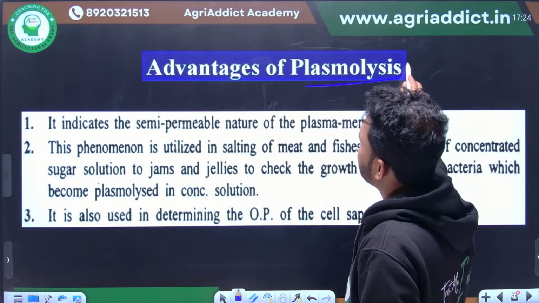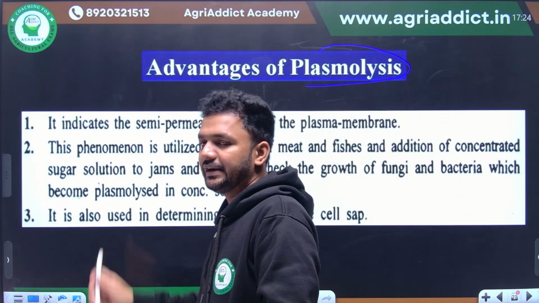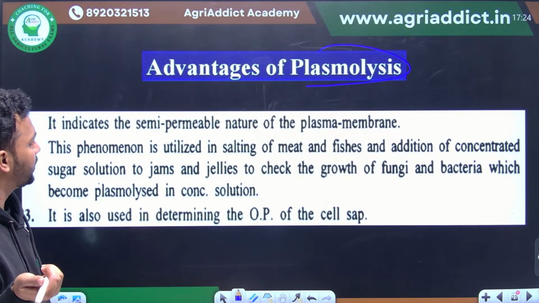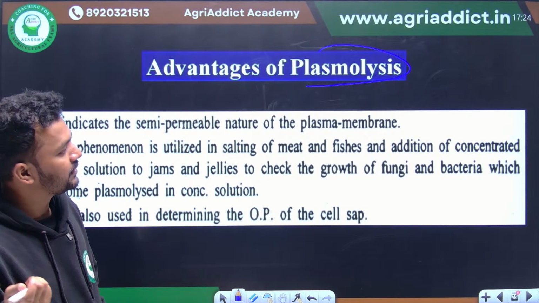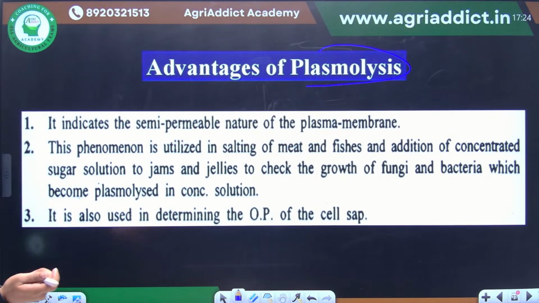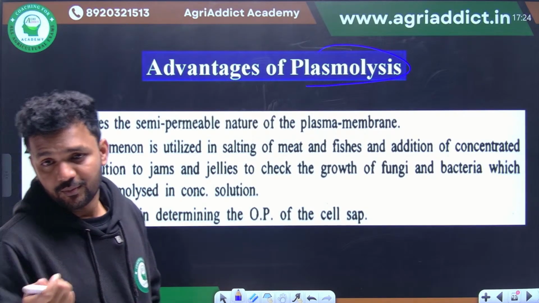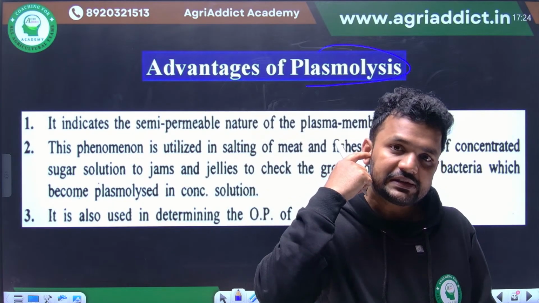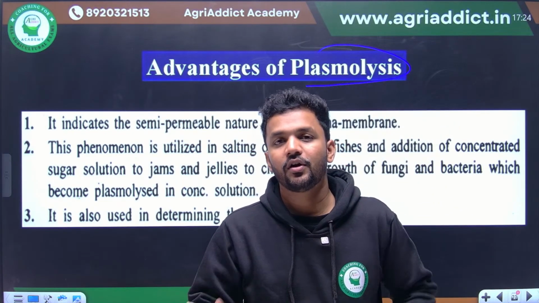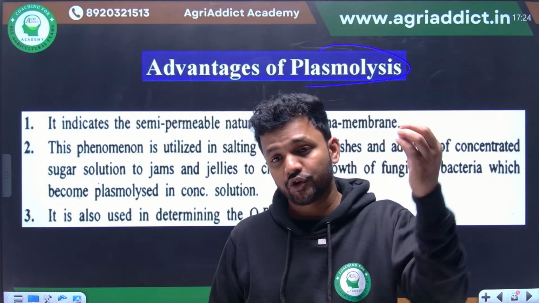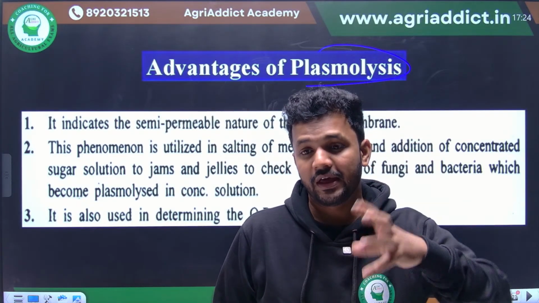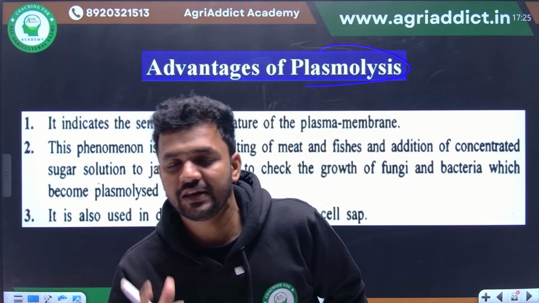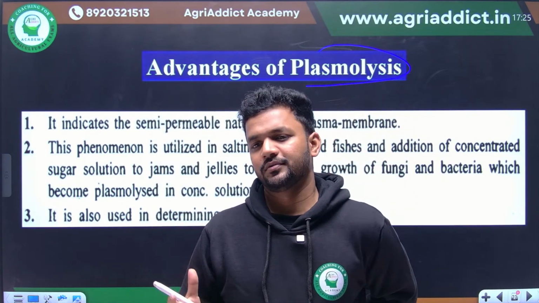What is the advantage of plasmolysis? It indicates the semi-permeable nature of the plasma membrane. Nothing to explain here. This phenomenon is utilized in salting of meat and fishes, and in addition of concentrated sugar solution to jam. Right. Plasmolysis means water is moving out of the cell. Have you noticed that in pickle preparation or in jam or jelly preparation, we add a lot of sugar or solute and we make the jam or the pickle hypertonic? Water is very less and the solute particles are very much more.